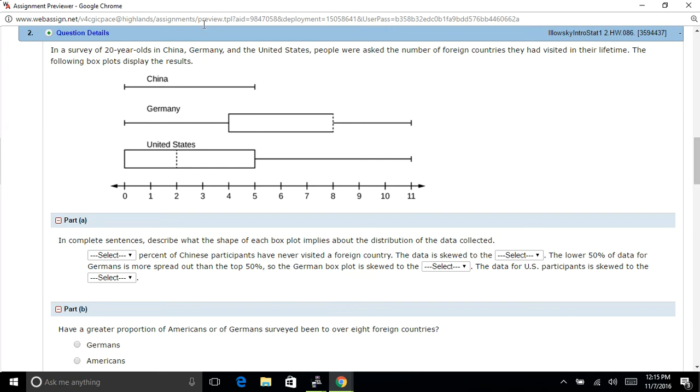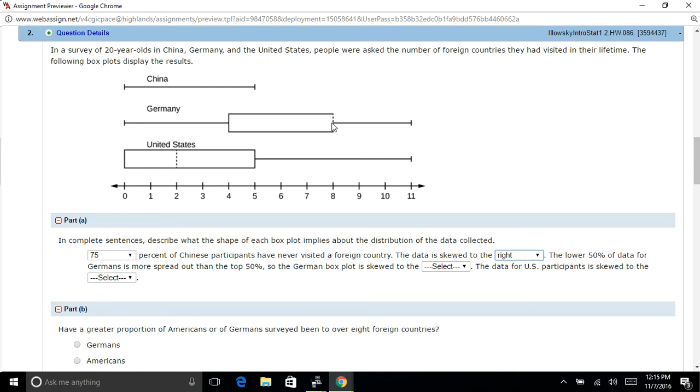All right, so I'm going to say this would be the upper 25% for China with the 75% here. So I'm going to say that 75% of Chinese participants have never visited a foreign country. So then that's going to make my data skewed to the right. Because if 75% of my data is right here, that means 75% of the data is to the right of it.